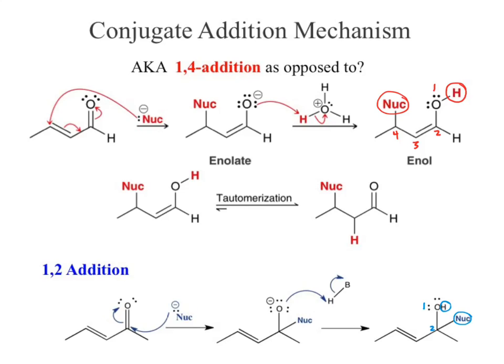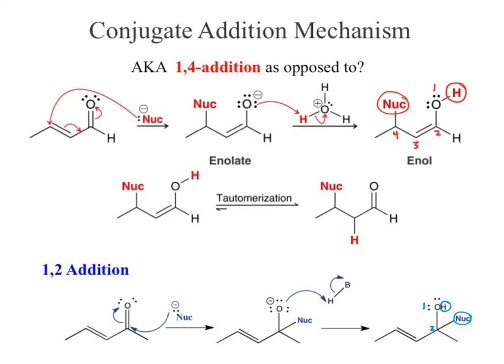Yes? Will it happen at the same time to form 1,2 and 1,4 products? So that's a good question. Is it possible that a given nucleophile will react both in a 1,4 and a 1,2 addition type pathway? Yep, it is possible. Okay.